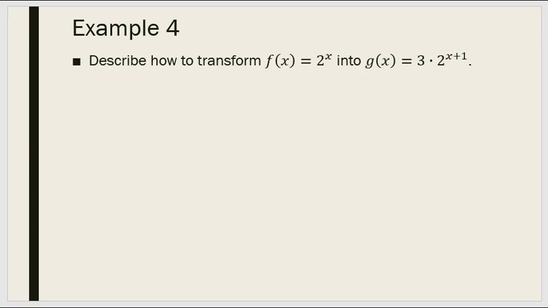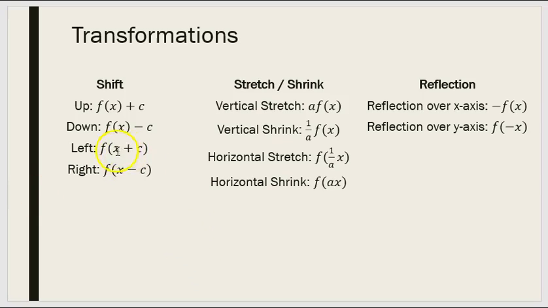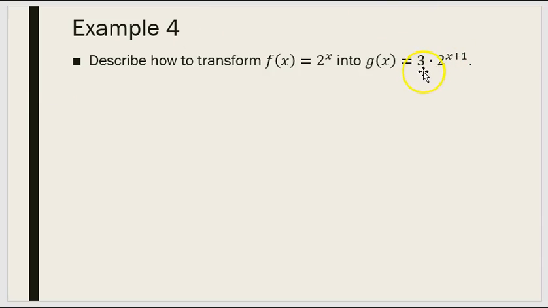With that said, here is an example asking us which transformations are being applied to go from 2 to the x to the function 3 times 2 to the x plus 1. So going back to our rules, I see that we have a number out front being multiplied and a number being added into the exponent spot, specifically to the x. These are two of the ones I just showed as samples. That means we would write that there is a vertical stretch by a factor of 3 and a horizontal shift to the left 1.